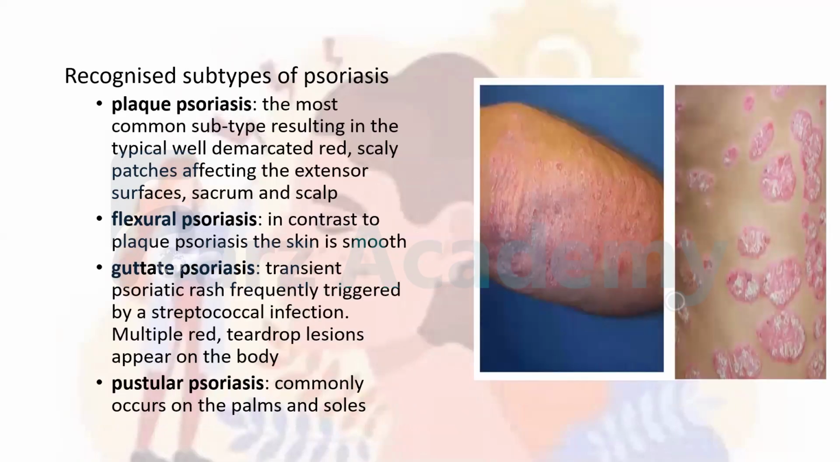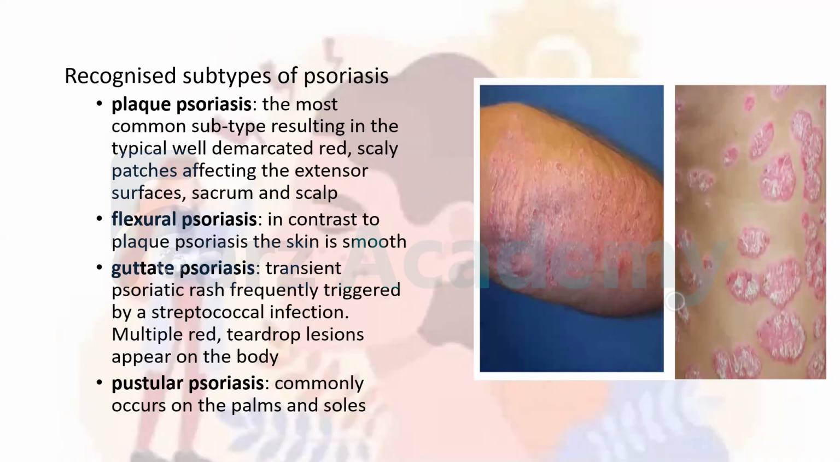So there are different subtypes of psoriasis that have been recognized. Plaque psoriasis is the most common type, resulting in typical well-demarcated lesions. These lesions are usually red, scaly, and usually seen over the extensor surfaces, sacrum, and the scalp.